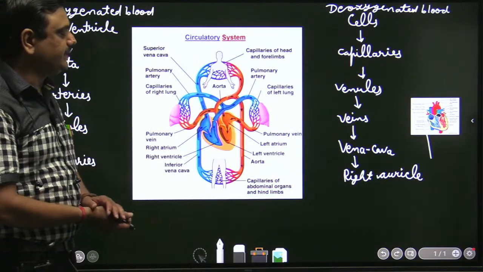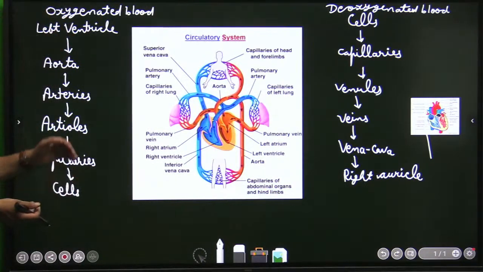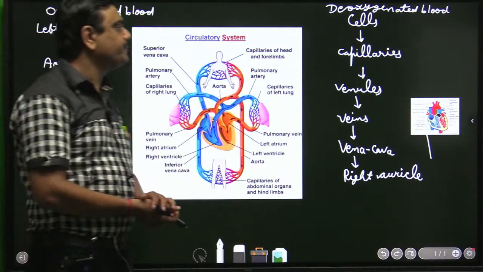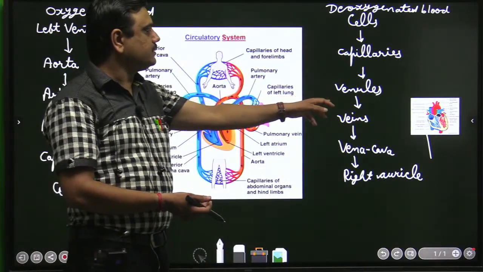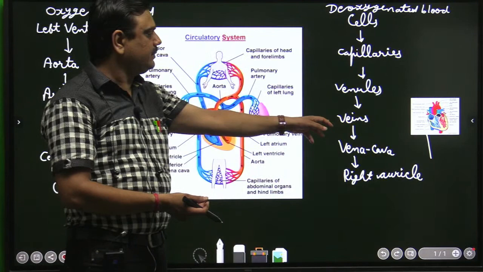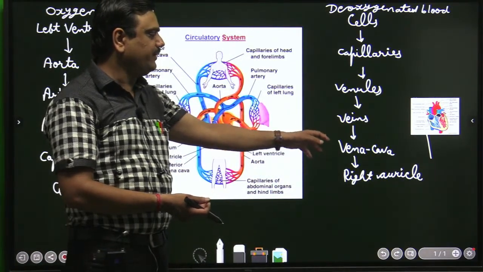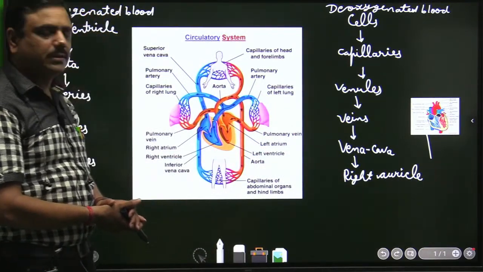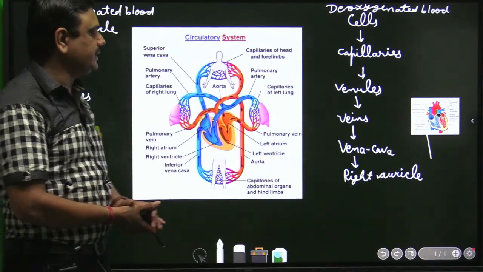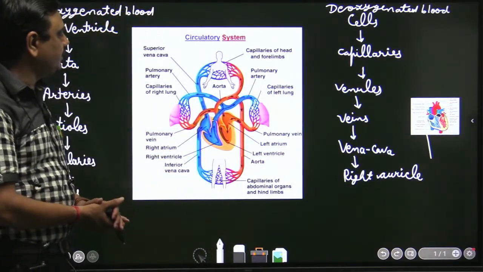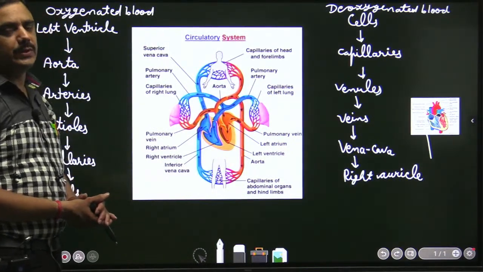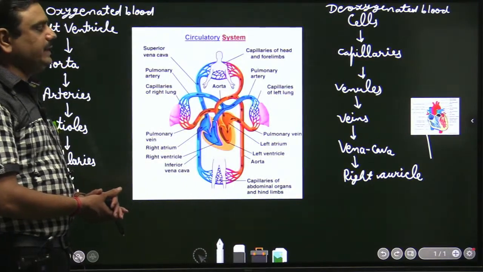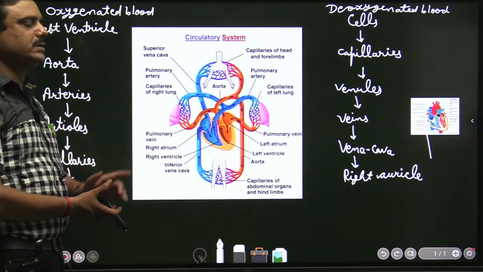Now this deoxygenated blood is collected by other capillaries which are connected with venules. These venules combine in veins. All the veins merge into the vena cava, and that vena cava supplies that deoxygenated blood to the right auricle. From right auricle it goes into the right ventricle, and from right ventricle it is supplied to the lungs back.